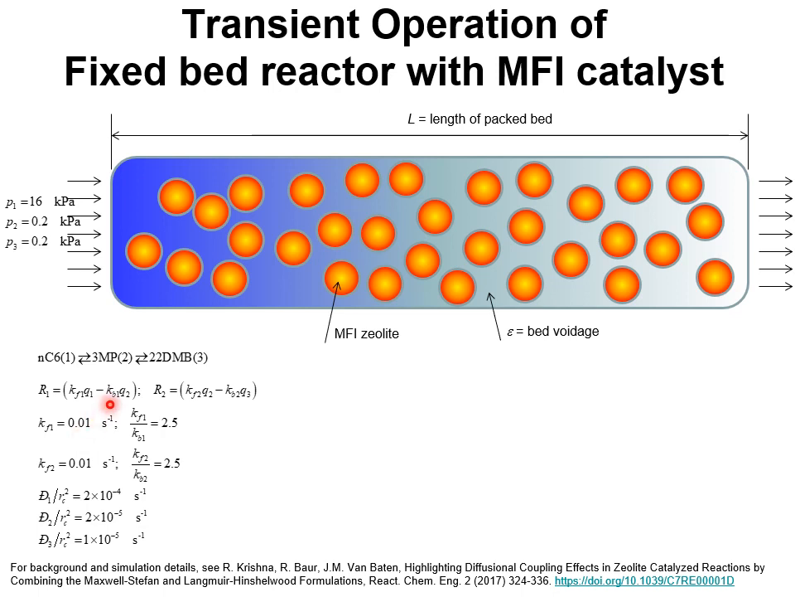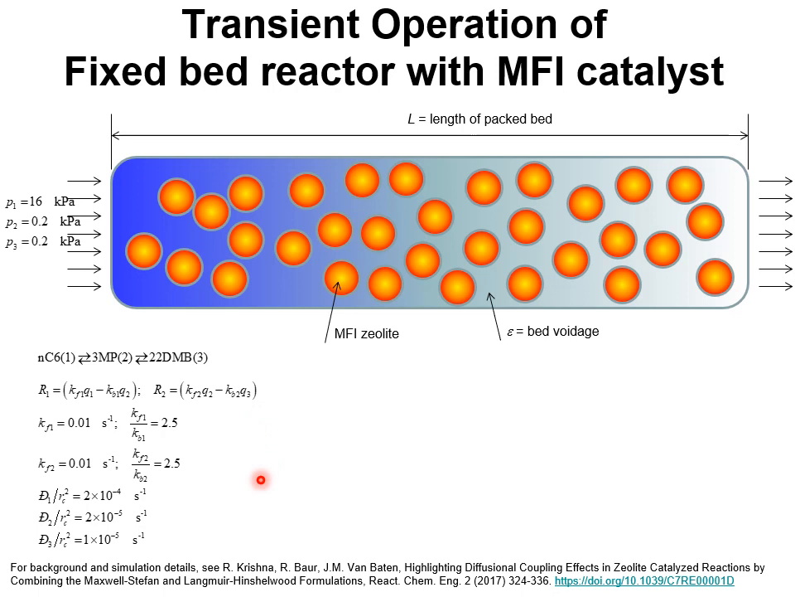The backward reaction is taken to be a factor 2.5 times lower than the forward reaction rate constant. The same holds for the isomerization reaction of 3-methylpentane to 2,2-dimethylbutane. We take the forward reaction rate constant to be 0.01 per second, and the backward reaction rate constant is a factor 2.5 times lower than the forward reaction rate constant.